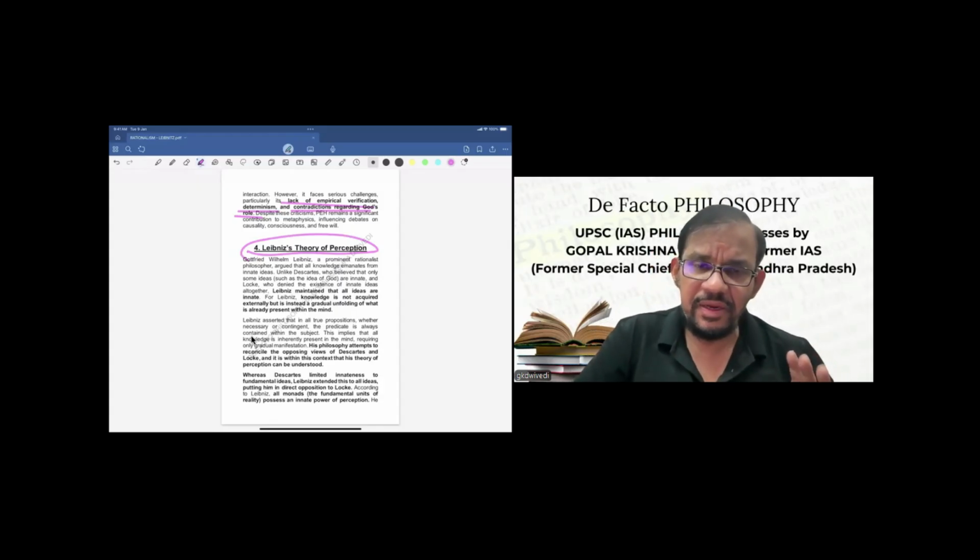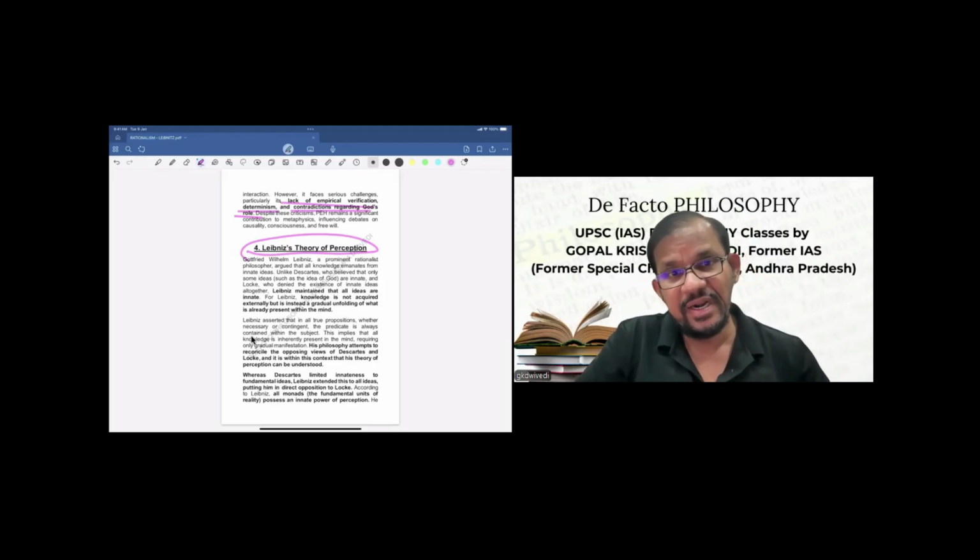For Leibniz, all ideas are innate, because he was the culmination point of rationalism. So he basically expanded the argument of Descartes and Spinoza, and he says that all ideas in the mind are innate. For Leibniz, knowledge is not acquired externally, but is instead a gradual unfolding of what is already present within the mind. So basically, this is his theory of rationalism.